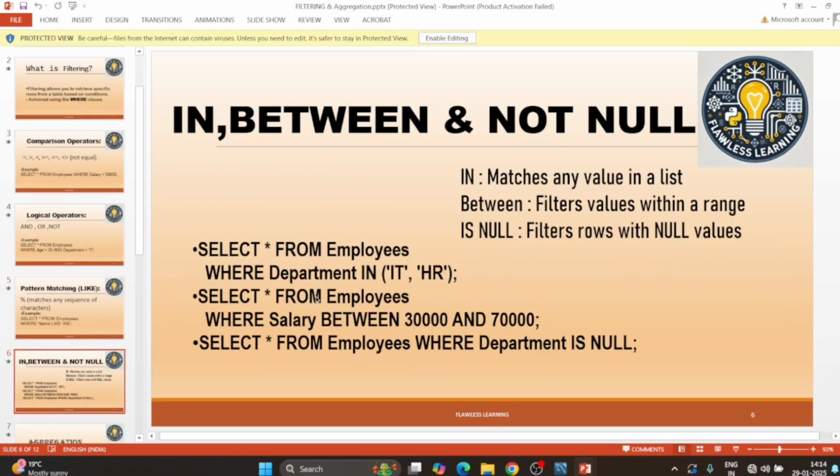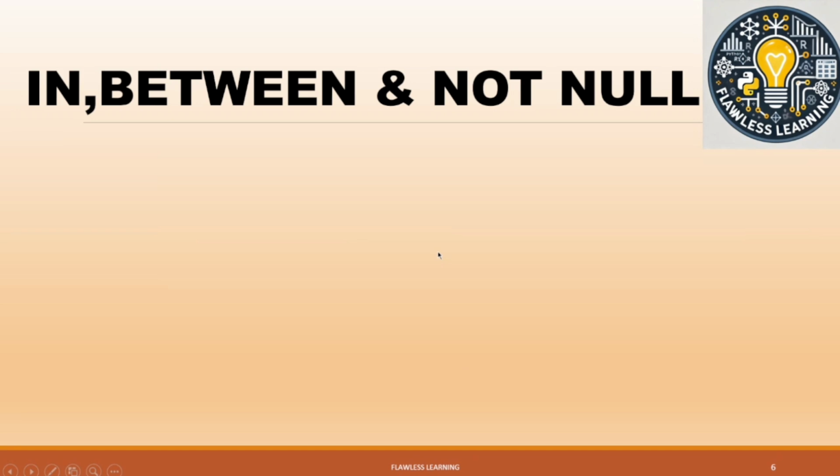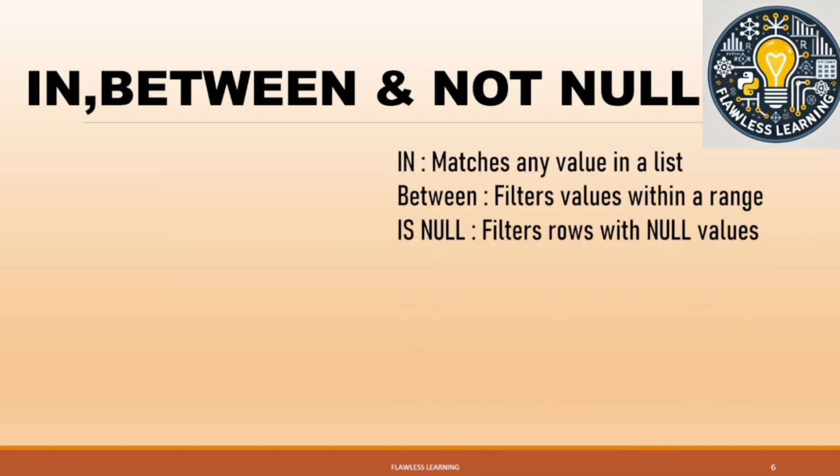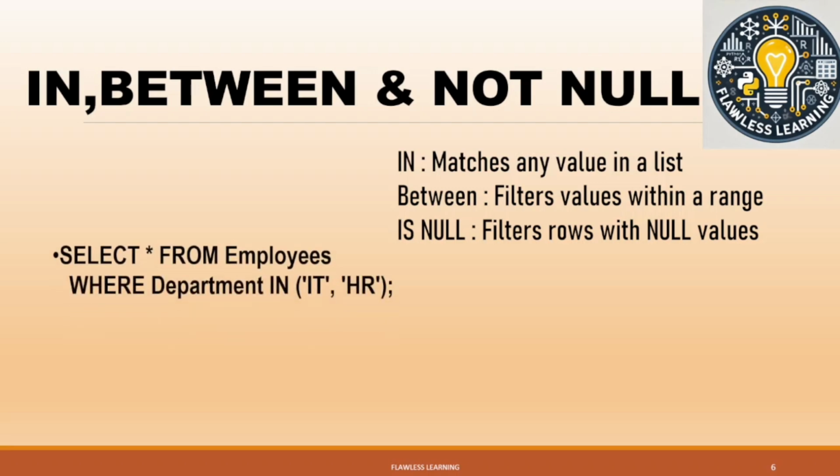There are IN, BETWEEN, and NOT NULL. Basically, IN matches any value in a list, like if there are names John and Ram. We can write SELECT * FROM employees WHERE department IN ('IT', 'HR') to get all those employees who work in the IT and HR departments. So how can you get those employees? Department IN IT and HR.